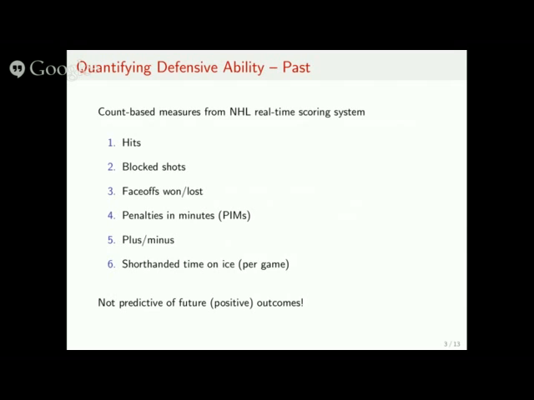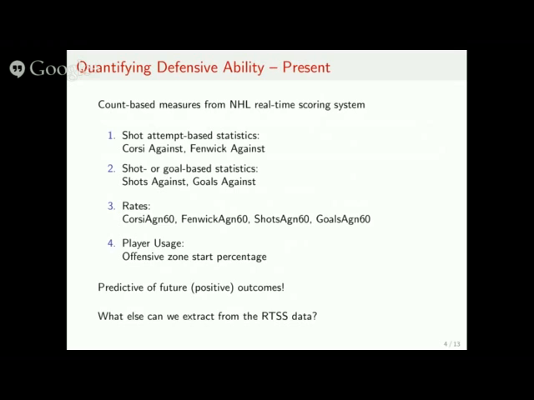What's been nice is that recently people have moved to newer metrics that are predictive of positive outcomes. What we've been using recently is things like Corsi against or Fenwick against, goals against per 60. So we have these rate stats, right? Fenwick against per 60, and we get a measure of how often shots, shot attempts, or goals occur against your team whenever you're on the ice. And then the other one is player usage. We can look at how the coach feels about the players. He's starting them in the offensive zone.